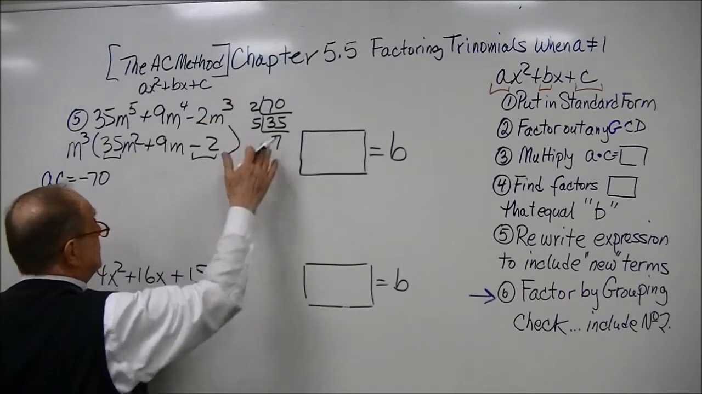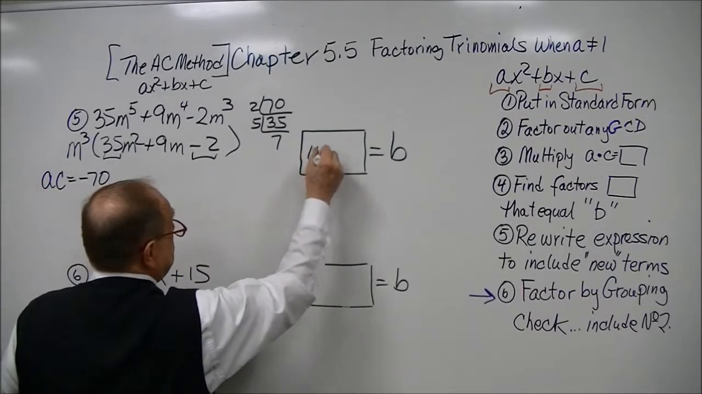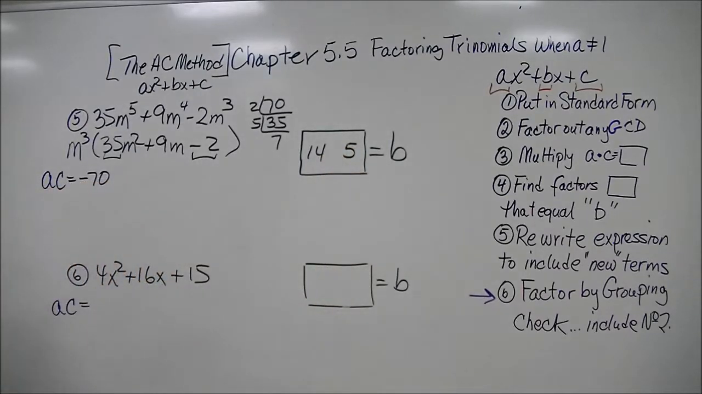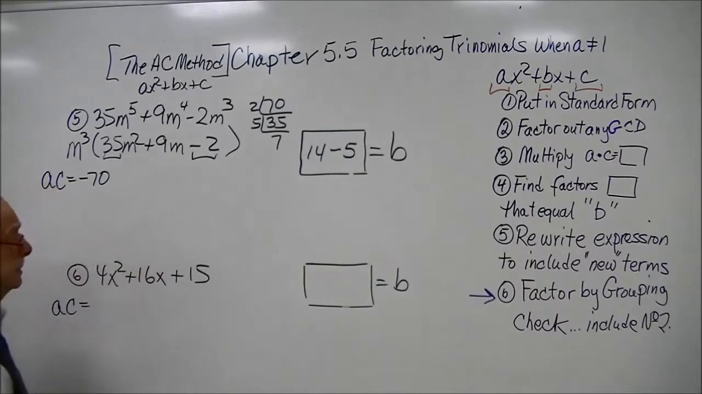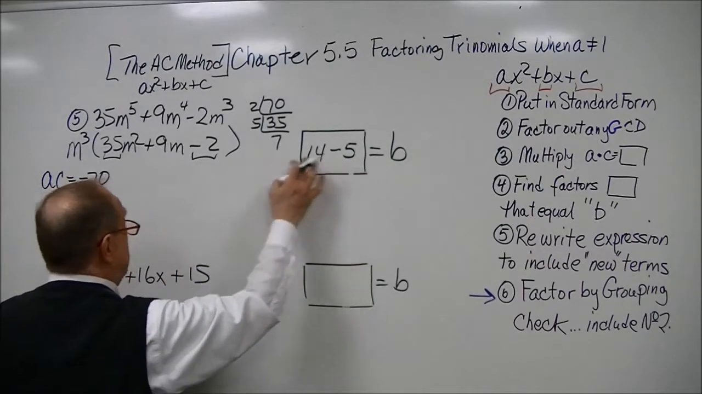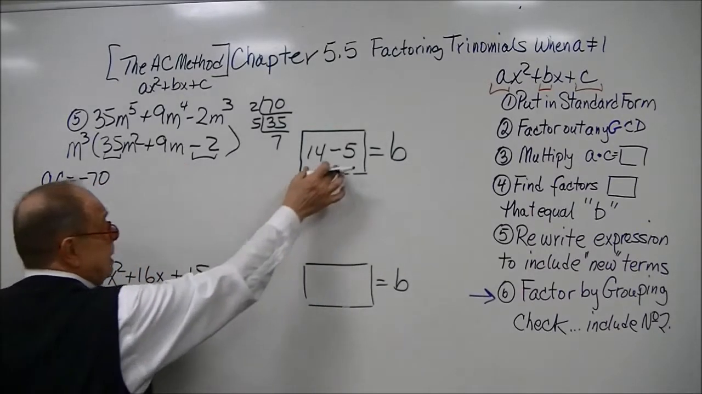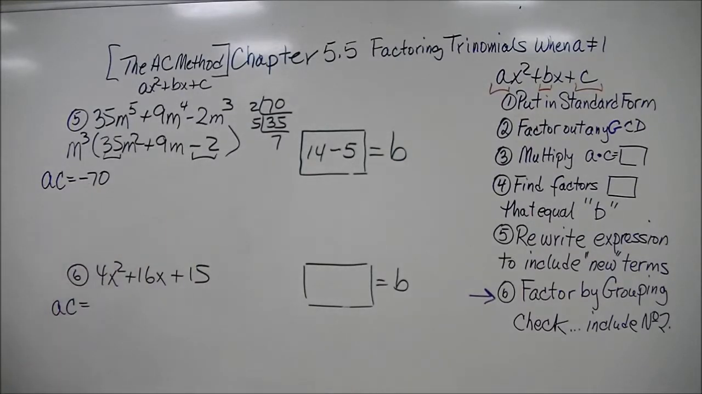So that's the factors. So they're going to be a 14 and a 5. Now, what signs? Because one has to be negative. Well, we're going to have to subtract the 5. So 14 minus 5 is 9, our b term. Multiplied together, they give me a negative 70.